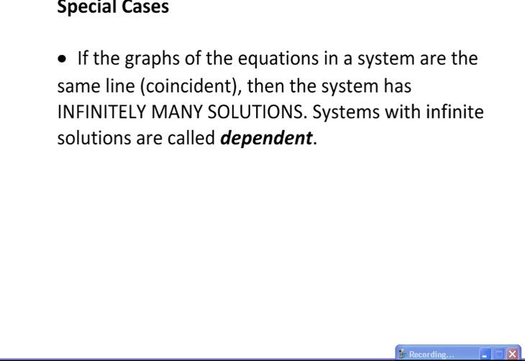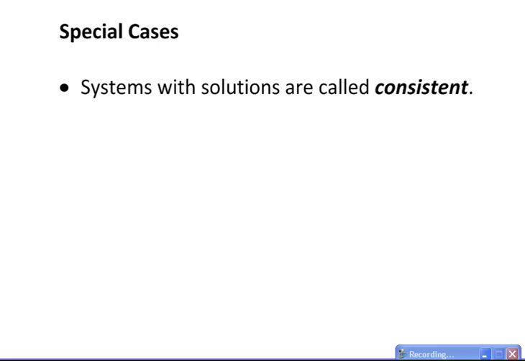If the graphs of the equations in the system are the same line, coincident, then the system has infinitely many solutions. Systems with infinitely many solutions are called dependent. So basically what you have is a line, and then you have basically a line right on top of it. I'm just going to show you. There's two lines there, but they're right on top of each other. Okay, that means there's infinitely many solutions. Systems with solutions are consistent.